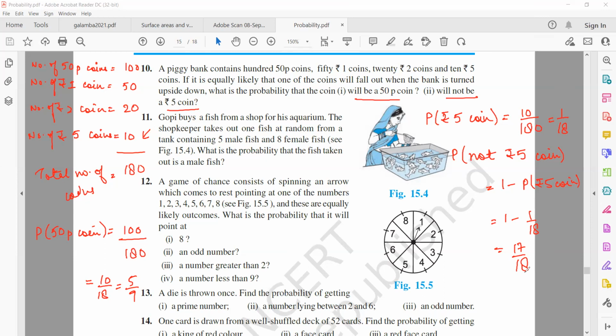Written? Yes, ma'am. Okay, Harsha, done? Yes, ma'am.